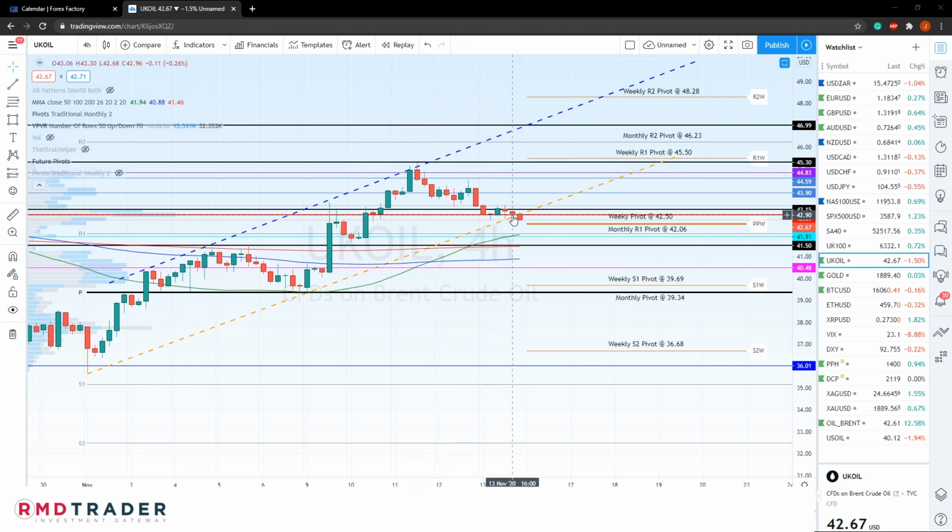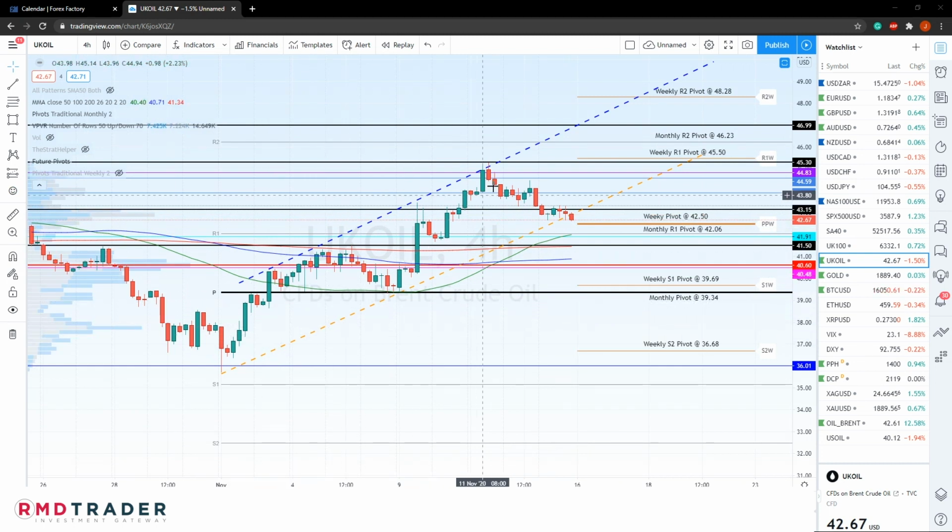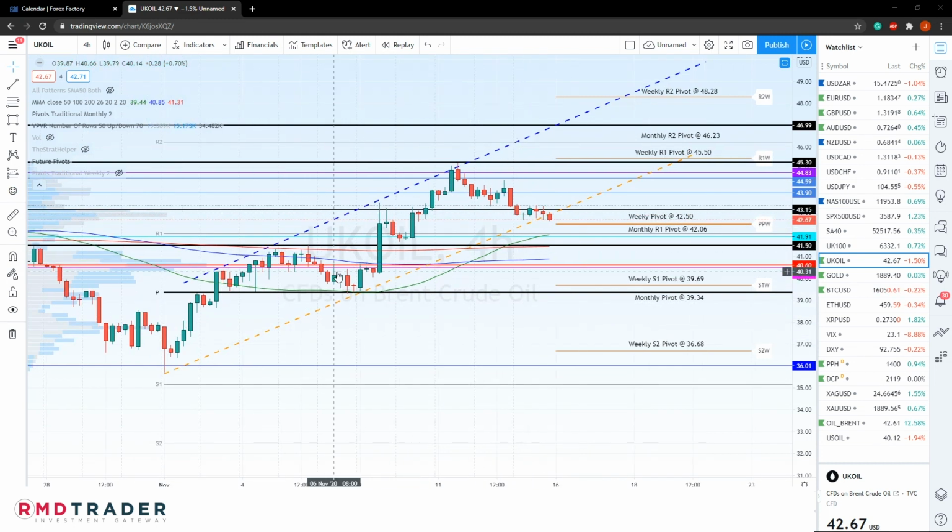After that, we saw a pullback towards this area where we have our new weekly pivot at 42.50, and it also closed precariously close to this lower diagonal and the strong bullish channel that has been creating in the process.